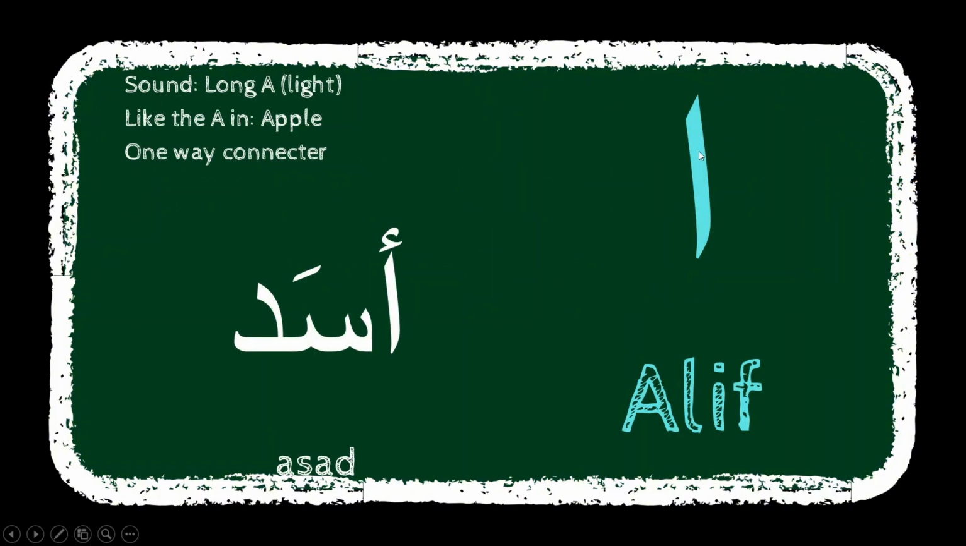The first letter is Alif, and this is the name of the letter. It sounds like a long A, like the A in apple. It is a one-way connector, which means that it will never be connected to what comes after it. We will talk about this in detail, but this is what a one-way connector means. Now, let's work on the example here.